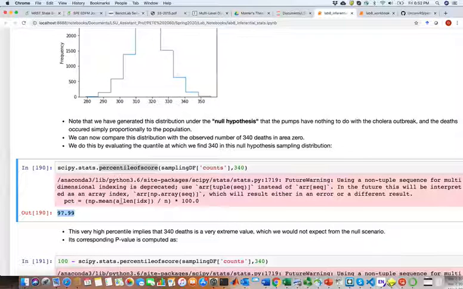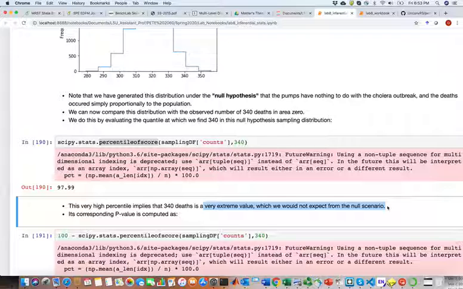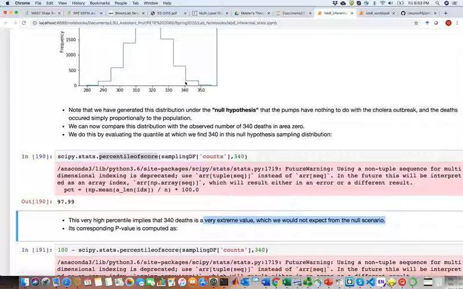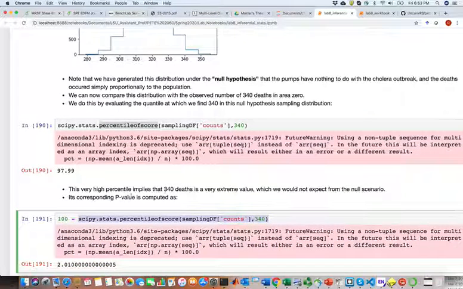So the probability, or let's just read out what's here. The high percentile implies that 340 deaths is an extreme value, and you will not expect that from the null hypothesis. The probability that the data lies outside or above 340 is just 2%. And that's what the p-value is: 100% minus the percentile that value shows up at. So 2%. P-value is 2%.